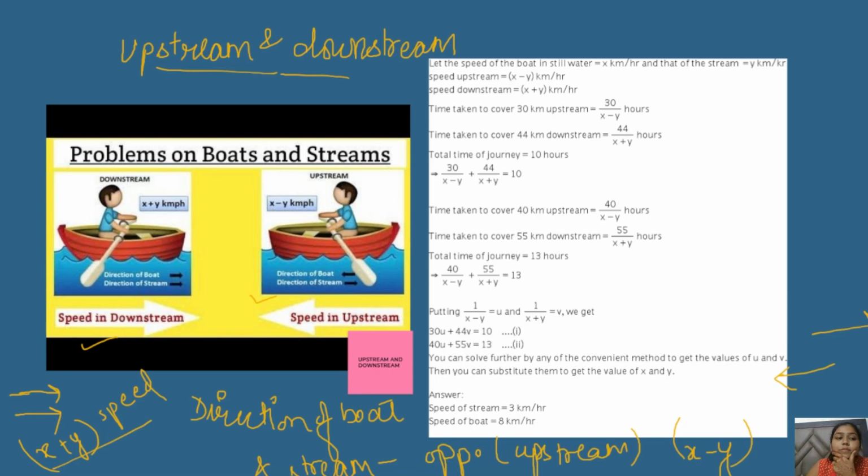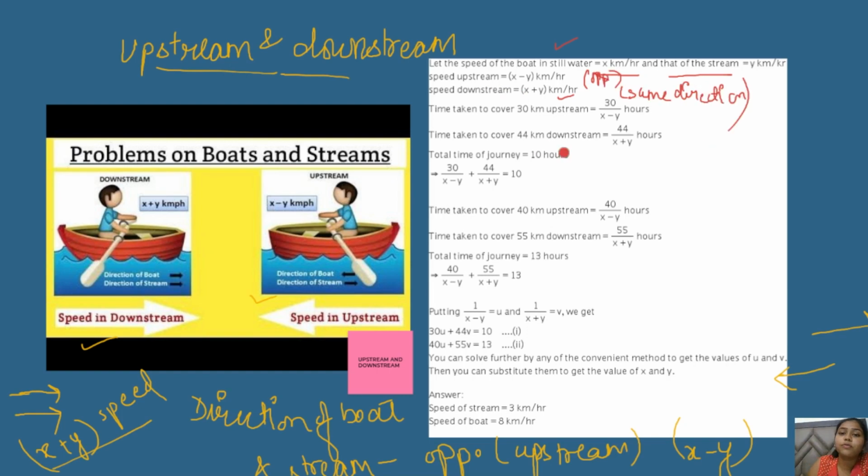So let's have a look at this question. I have mentioned a problem here. You have to calculate the x and y values. Let the speed of the boat in still water be x, and the speed of the stream be y kilometers per hour. So upstream speed will be x minus y, and downstream speed will be x plus y. Why is this negative? Because in this case they are opposite, and in this case they are in the same direction. I hope you understand what I'm trying to teach you, right?